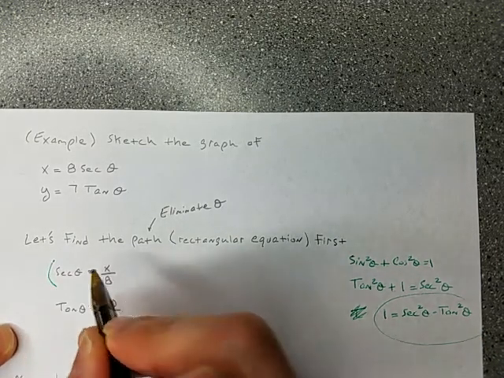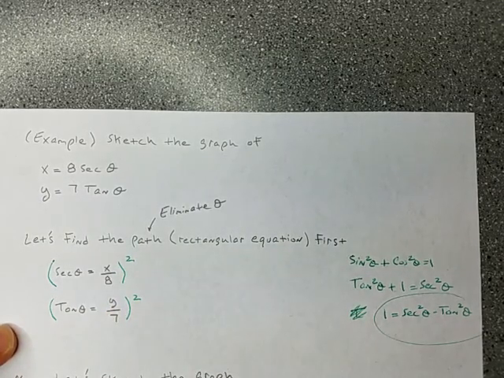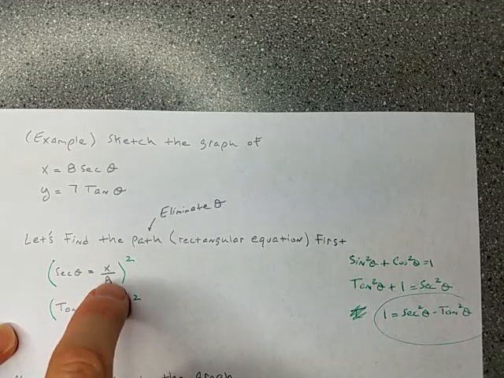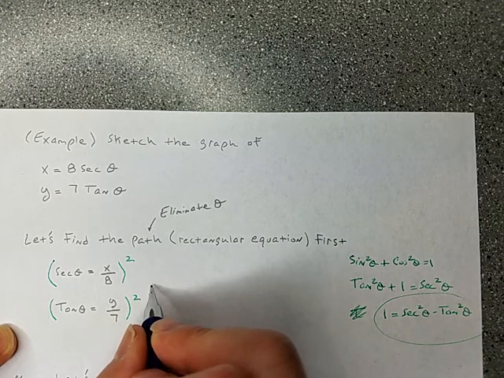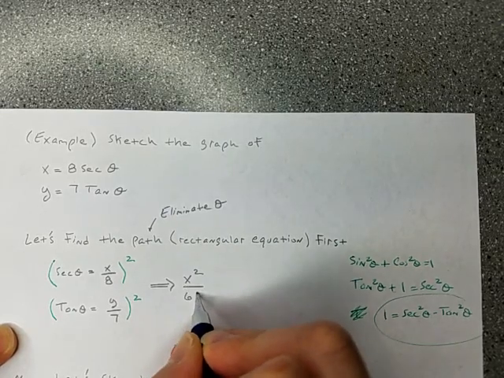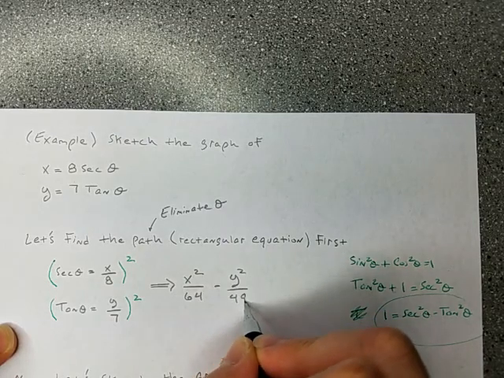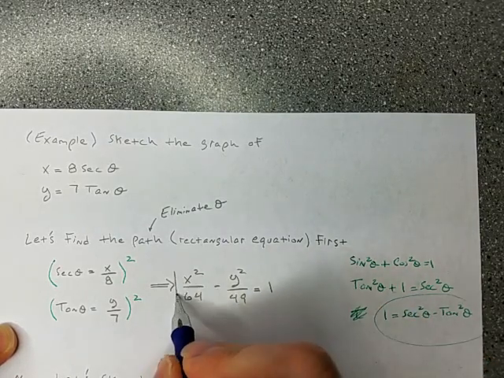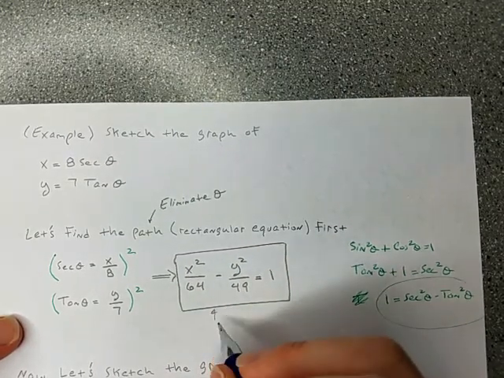And then I know there's an identity between secant squared and tangent squared. So suppose I square both sides of this one, and I square both sides of this one. I would get secant squared is x squared over 64, and tangent squared is y squared over 49. But secant squared minus tangent squared is 1. So it would turn into this. Here's my path. x squared over 64 minus y squared over 49 is 1. Okay, so there's my path. What is that path? That is a hyperbola.